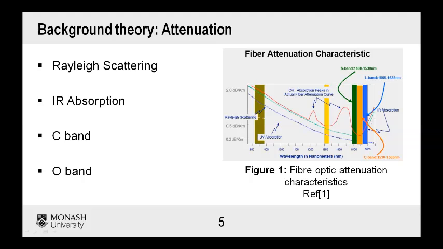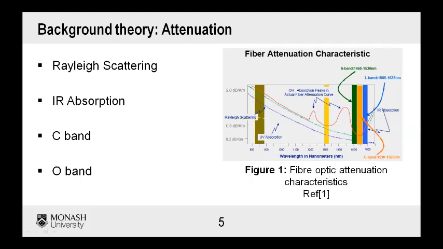So on the right hand side, you can see a graph which shows the wavelength in nanometers versus the attenuation in an optical fiber. At low wavelengths, you can see that there is a high amount of attenuation due to what's called Rayleigh scattering, and on the right, at high wavelengths there is a lot more attenuation due to something called infrared absorption.